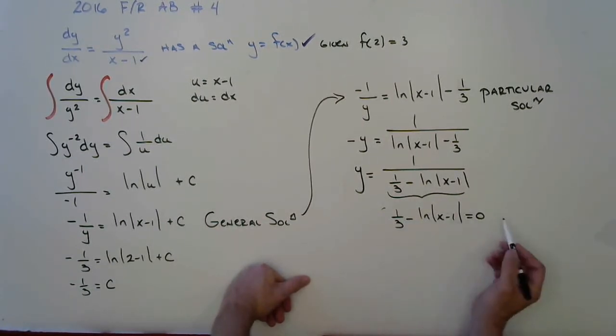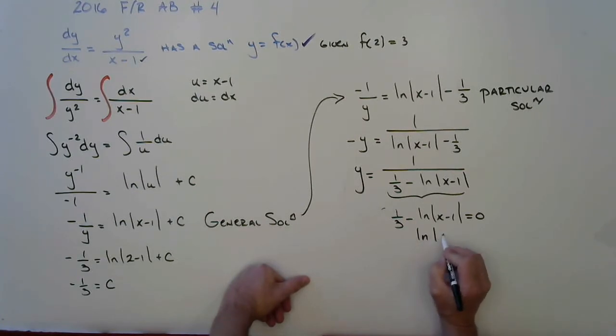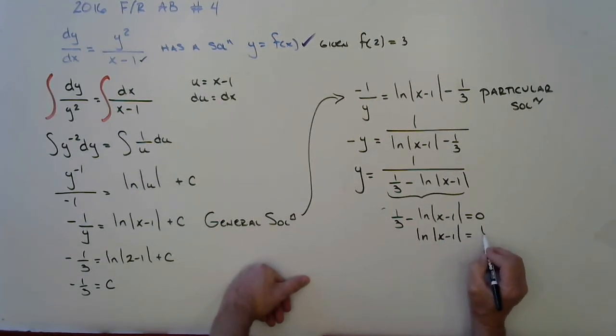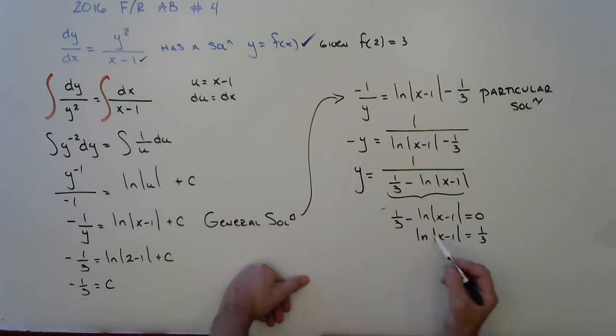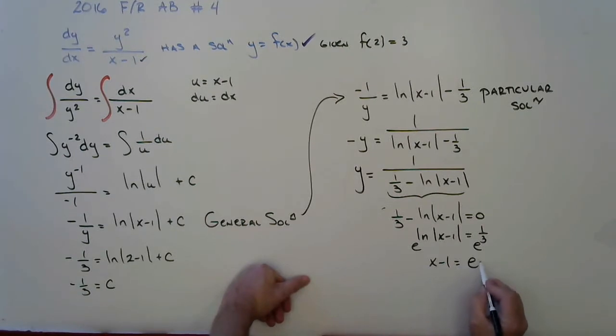We're going to move the 1/3 to the other side. We're going to get ln of x minus 1 equals 1/3. Negative cancels. E to this, x minus 1 equals e to the 1/3. X cannot be 1, right? Bring that over, plus e to the 1/3.